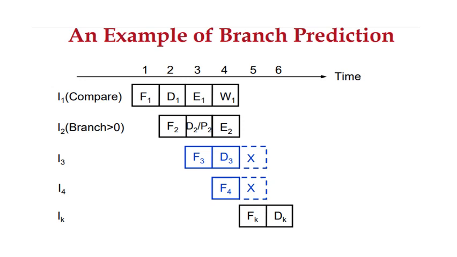If branch outcomes were random, then half the branches would be taken. Then the simple approach of assuming that the branch will not be taken would save the time lost to conditional branches 50% of the time.